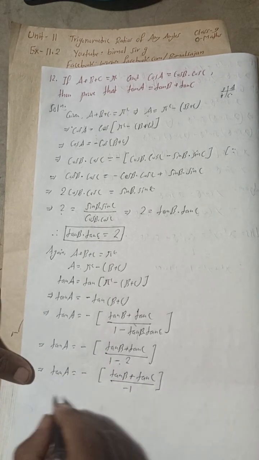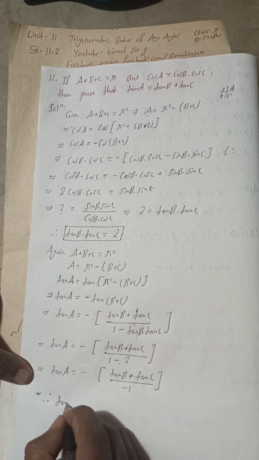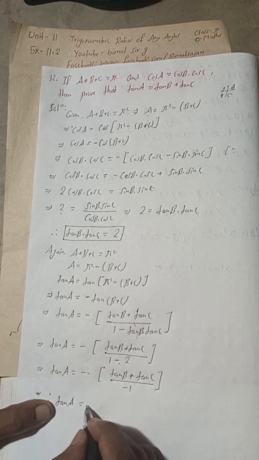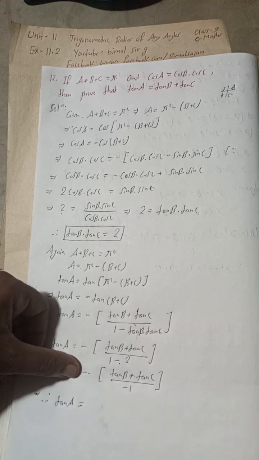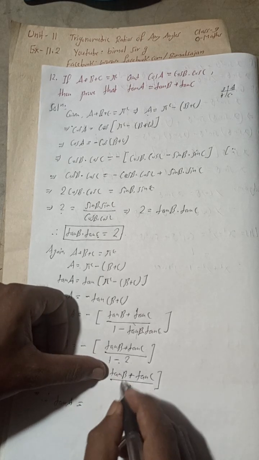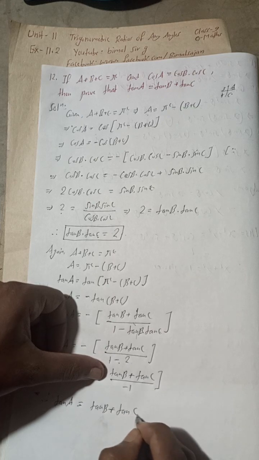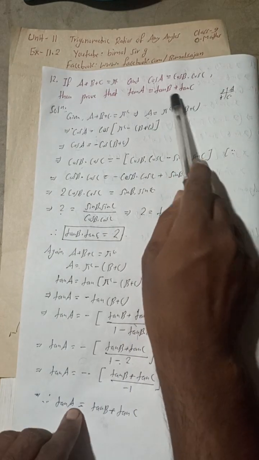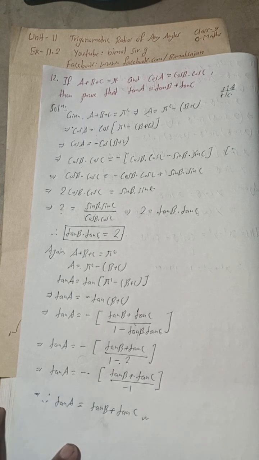Therefore tan A is equal to this minus, minus is plus. Anything divided by 1 is unchanged, so you can directly write minus minus plus, which gives tan B plus tan C. This is what we had to prove: tan A is equal to tan B plus tan C. So this is our complete solution.